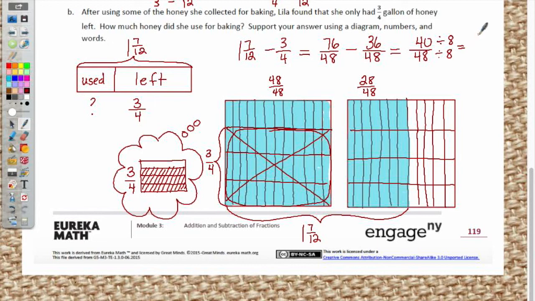So 40 divided by 8 is 5, and 48 divided by 8 is 6. So Lila used 5/6 gallon of honey.